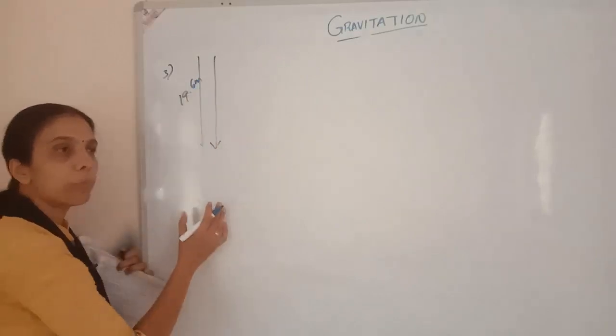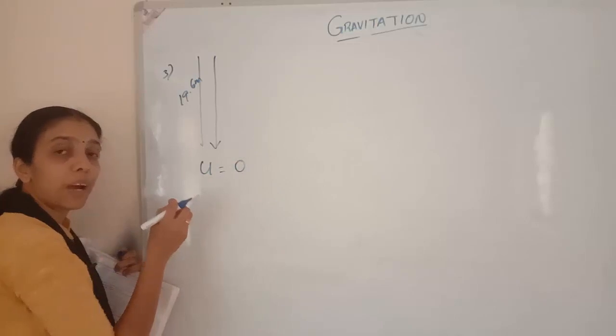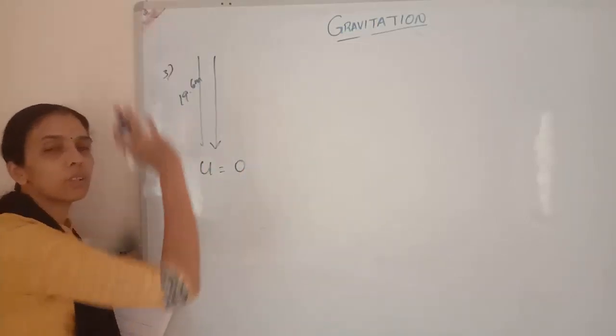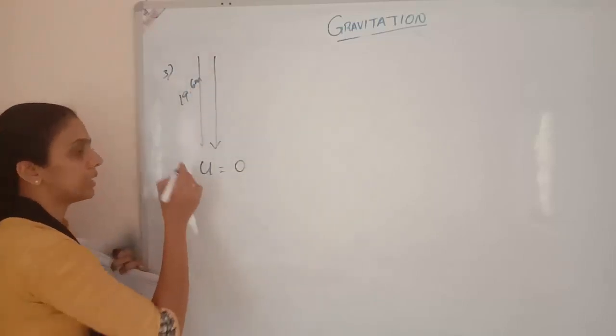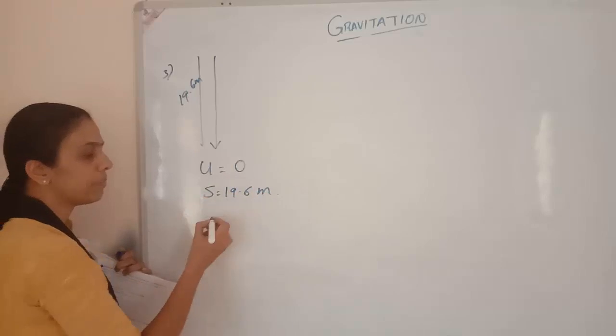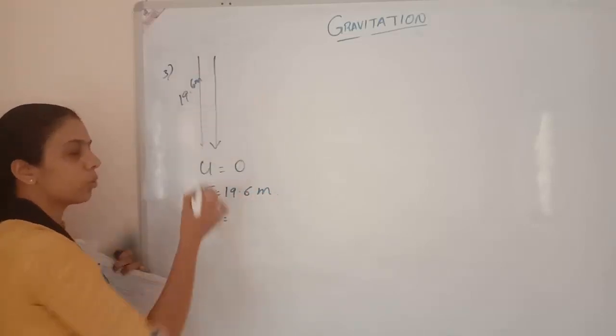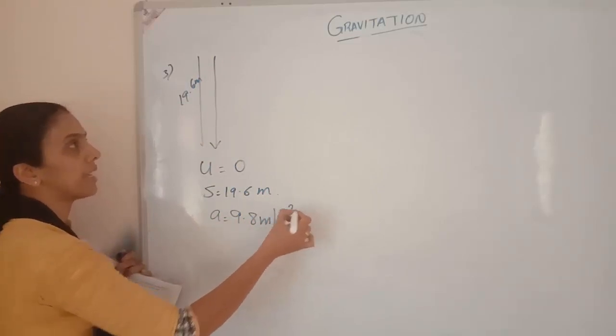While it is dropping, what is the initial velocity? Initial velocity is 0. While it is throwing, final velocity will be 0. While we are dropping, initial velocity is 0. Distance covered is equal to 19.6 meter. Acceleration, since it is moving downwards, will be 9.8 meter per second square.